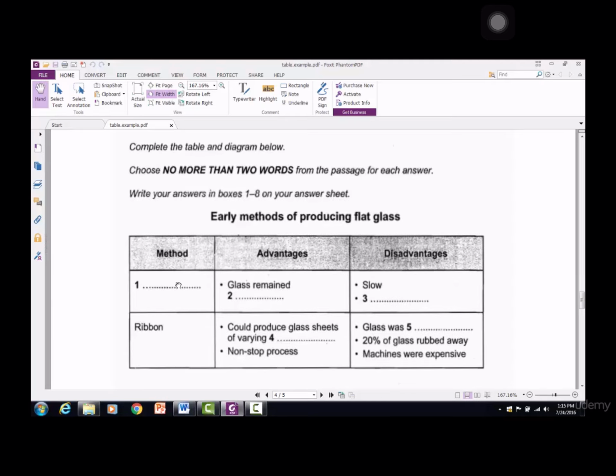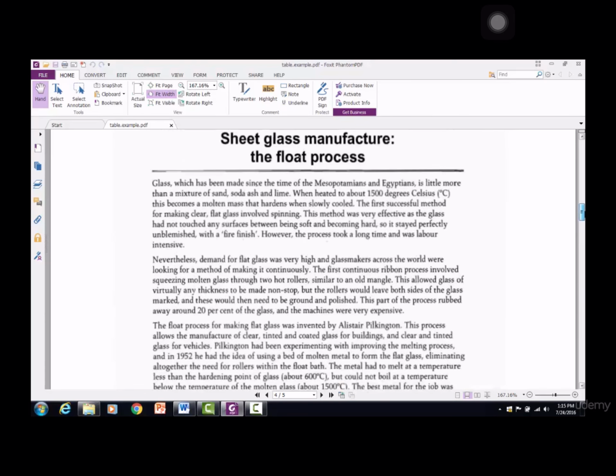All right, so I'll go to number 2. The glass remained. All right, see what it says. I'm right here in the first paragraph, everyone. I'm in the third sentence where it says the first successful method. Right here where you see that little hand on the screen. Right, always follow the little hand. The first method for making clear flat glass involves spinning.